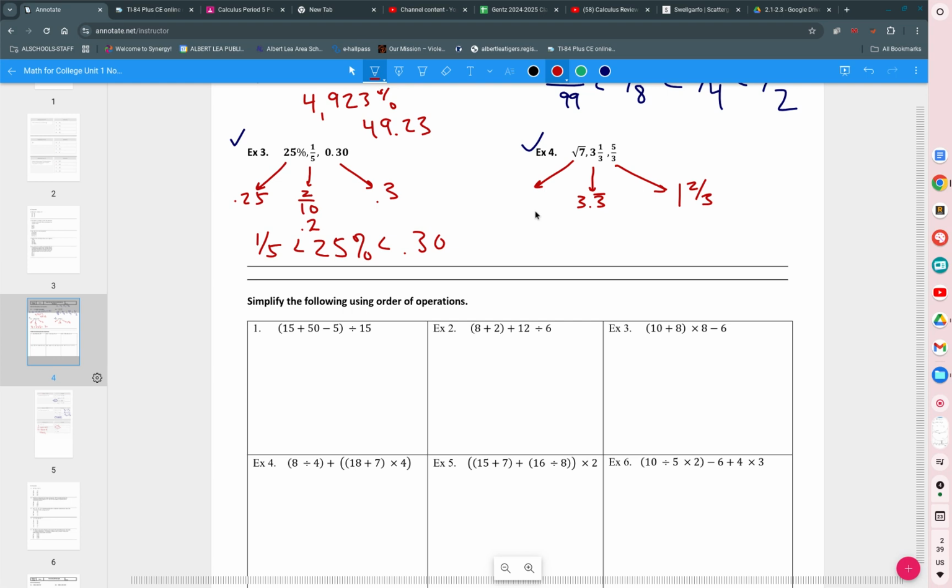But the square root of 7, I don't know what the square root of 7 is as a decimal. But I do know what the square root of 4 is, and I know what the square root of 9 is. The square root of 4 is 2, and the square root of 9 is 3. So the square root of 7 must land between those two. So I'm going to write 2 point something. Now we don't know what that something is, but it turns out it really doesn't matter. Because looking at this, I can see that 5/3 is in fact the smallest, and then the square root of 7 is the next smallest, and then 3 1/3 is the largest. And that's the method of operation.